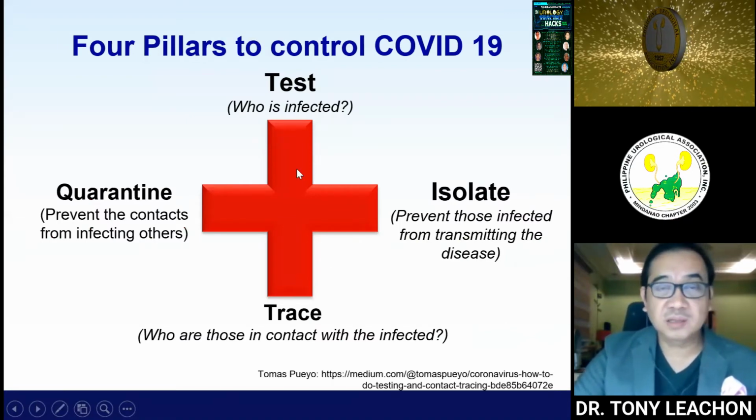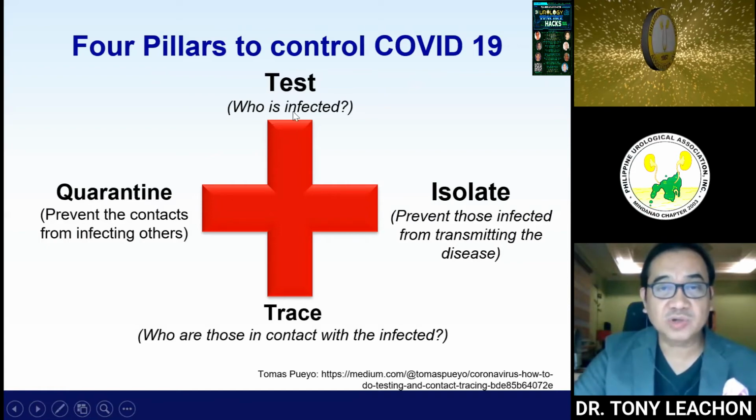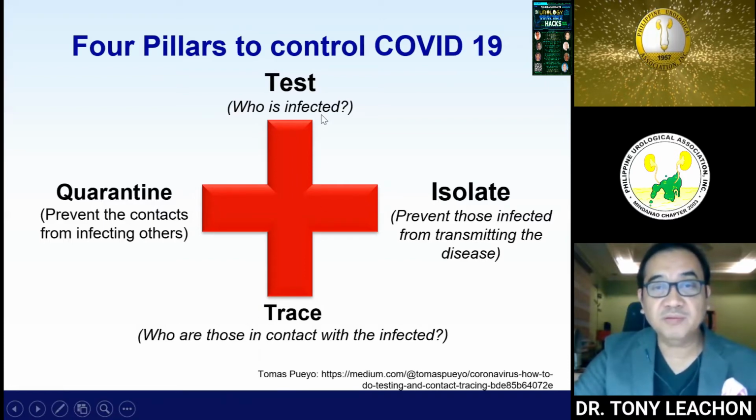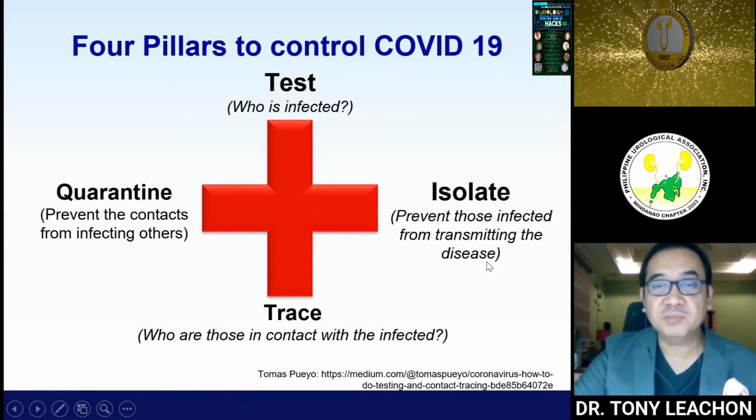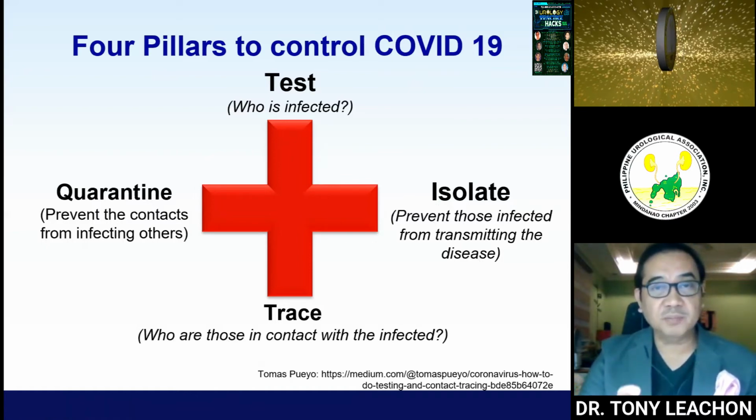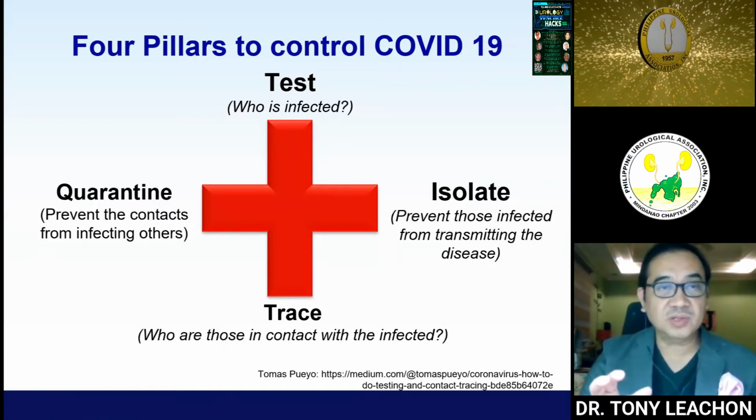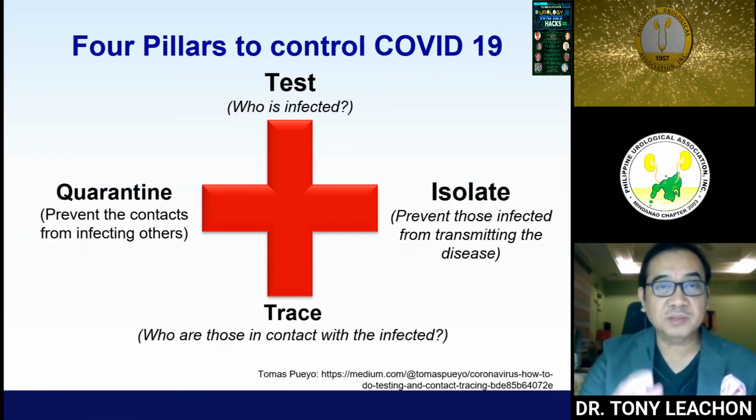And we need to understand that we cannot flatten the curve unless the 4 pillars to control the COVID crisis are in place. We need to test. We need to ask the question, who is infected? We need to trace who are those in contact with the infected person. We need to isolate. We need to prevent those infected from transmitting the disease. And lastly, we need to quarantine, prevent the contacts from infecting others. These are the essential 4 pillars in order to flatten the curve. And the other countries in Southeast Asia, which have flattened the curve, have actually perfected these particular initiatives.